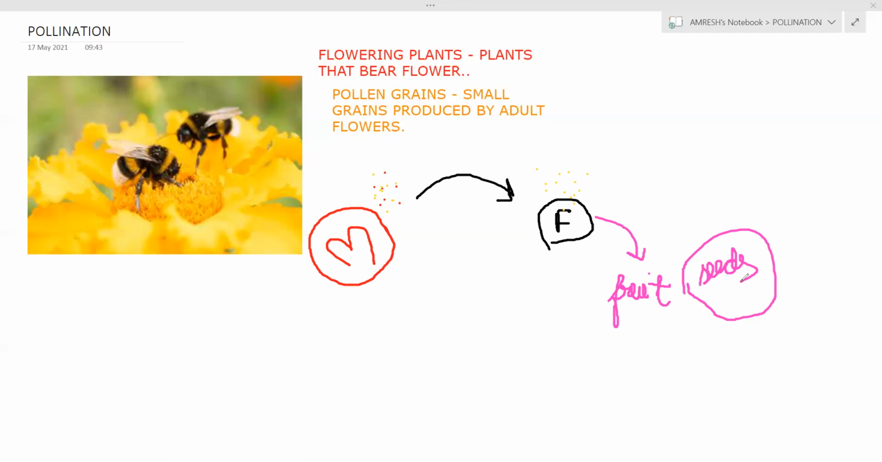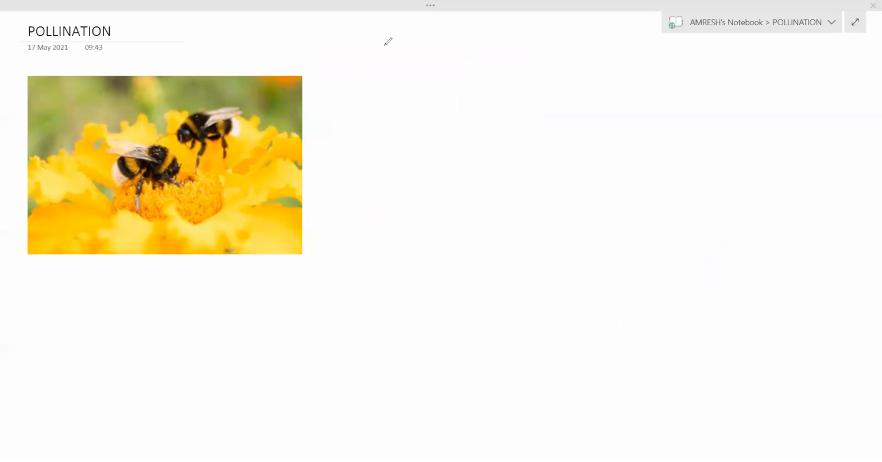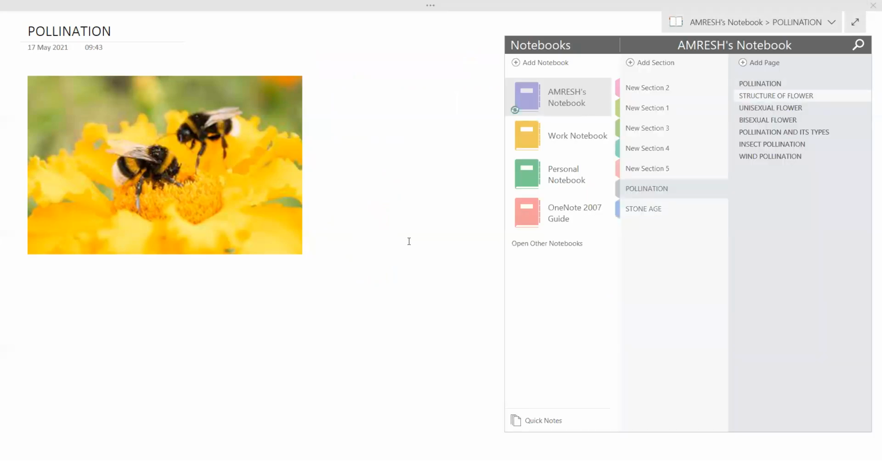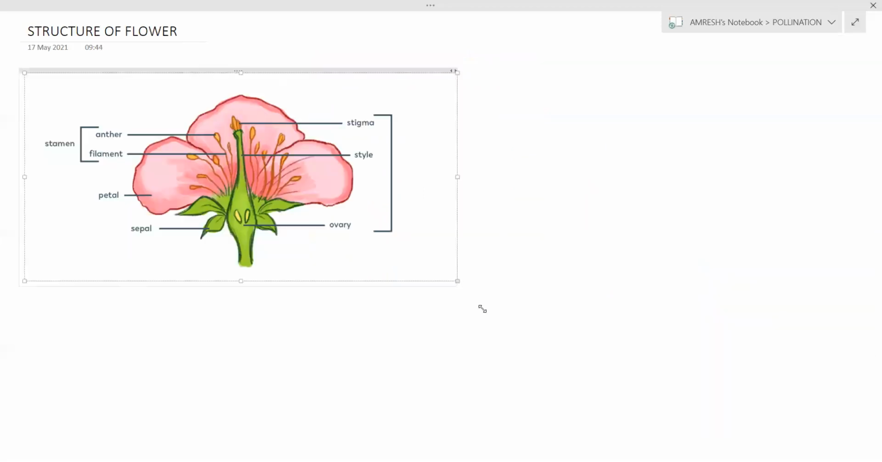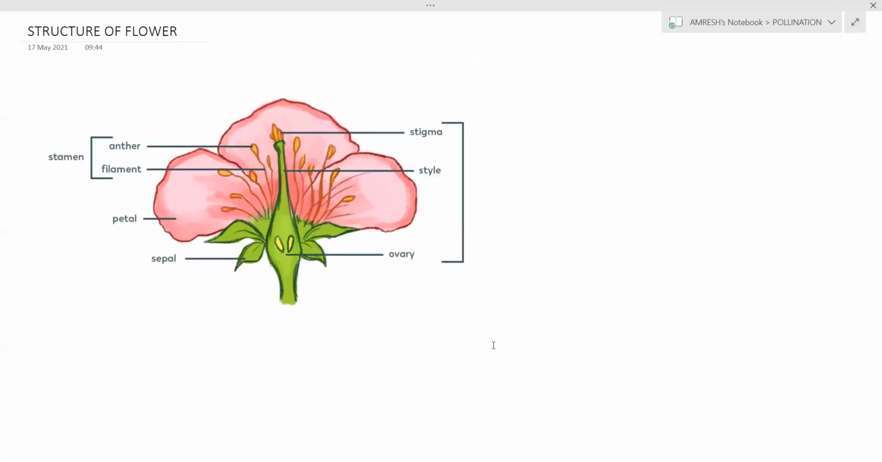Now we will discuss the structure of a flower. Very important, the structure of a flower. This diagram is very important. So you take that hibiscus rosa in your hand, and when I am doing the labeling, please take care, and according to that, you do all the labelings. So first, important parts of a flower.